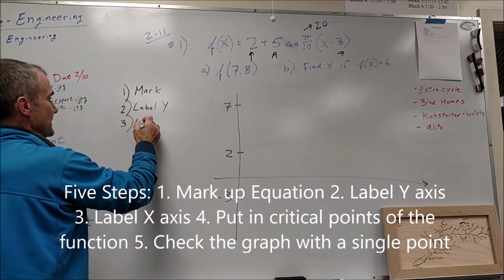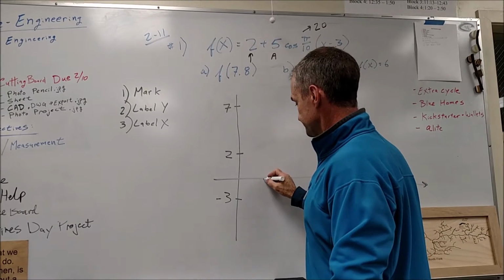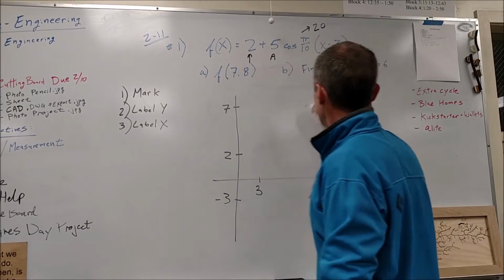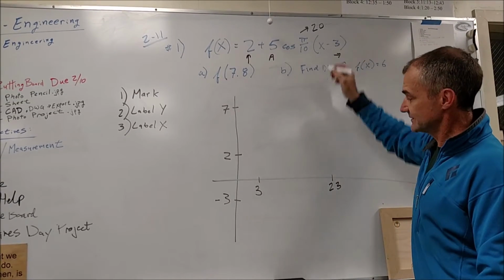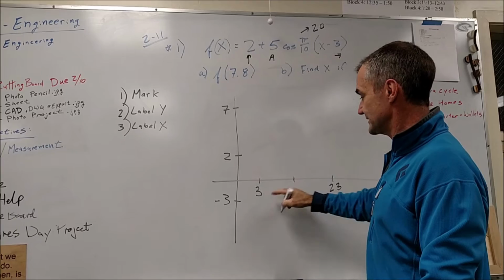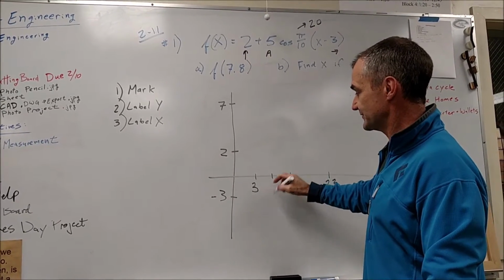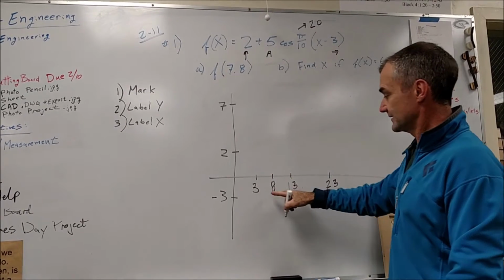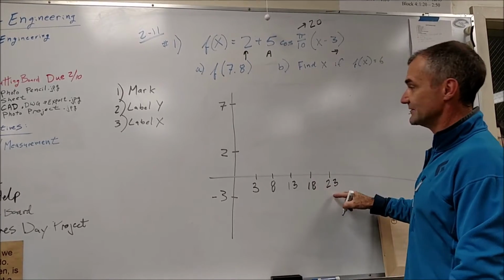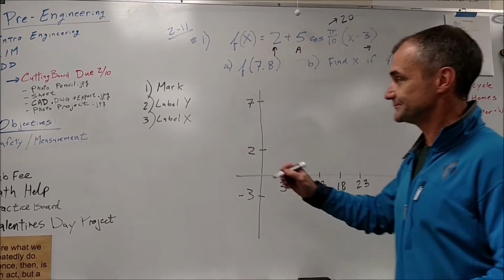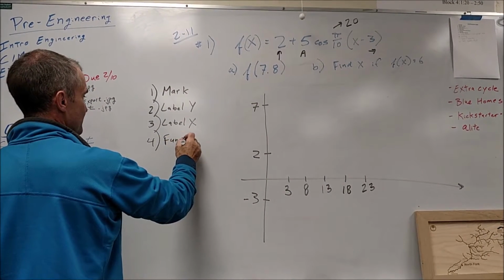Step 3, label the x-axis. So I start at 3. I end 20 units later at 23. A half cycle is 10, so my half cycle will be 3 plus 10, 13. A quarter cycle will be 5 after that, 8. Plus 5 is 13, plus 5 is 18, plus 5 is 23. Step 4 is look at what function it is and put in the critical points.